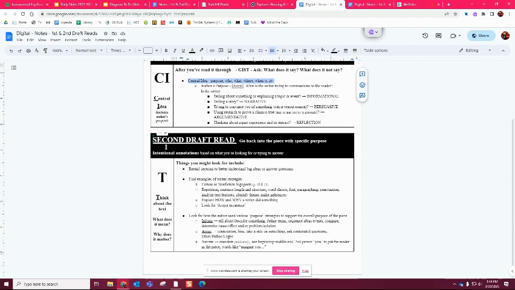Then we get to step 4. Step 4 is where you're going to do a second draft read. You're going to go back to the text and you're going to read it for a specific purpose. You're going to make intentional annotations based on what you're looking for within the text. So if we look down here, things you might look for, this gets into the 5th thing. During this is step 5. You're going to think about the text. That's what T stands for. You're going to think about the text.